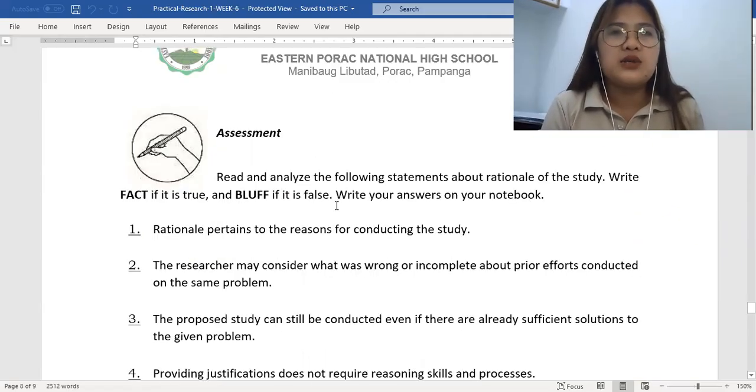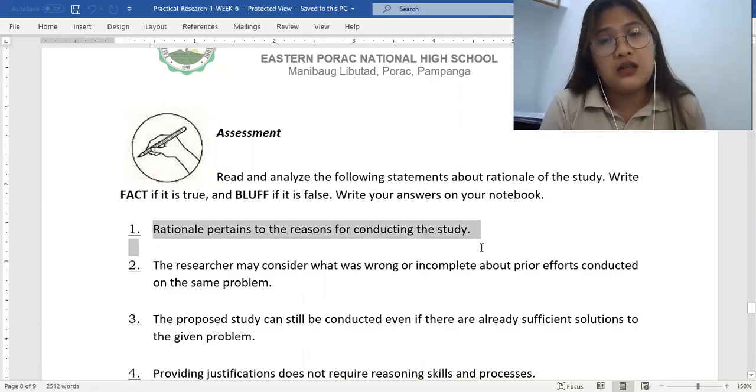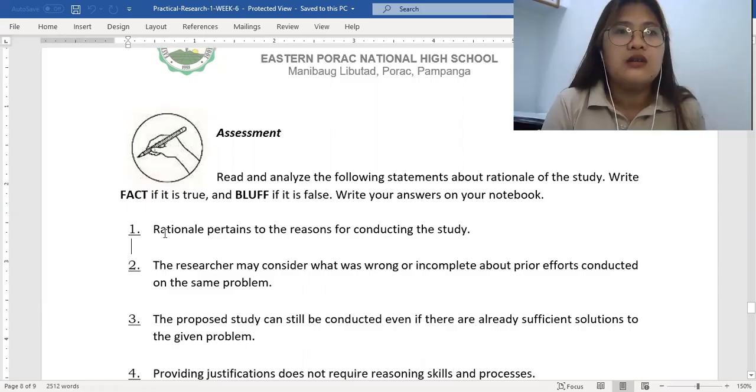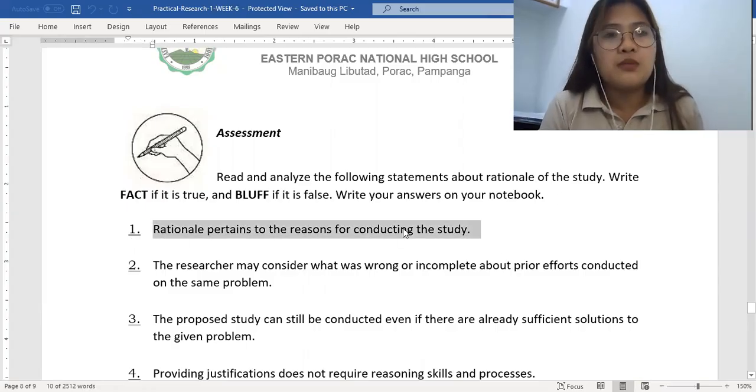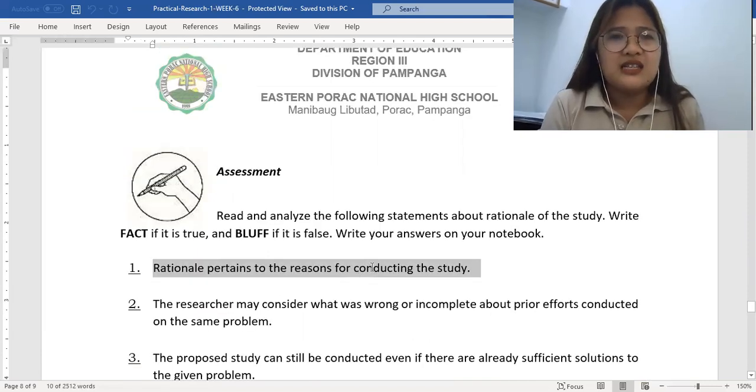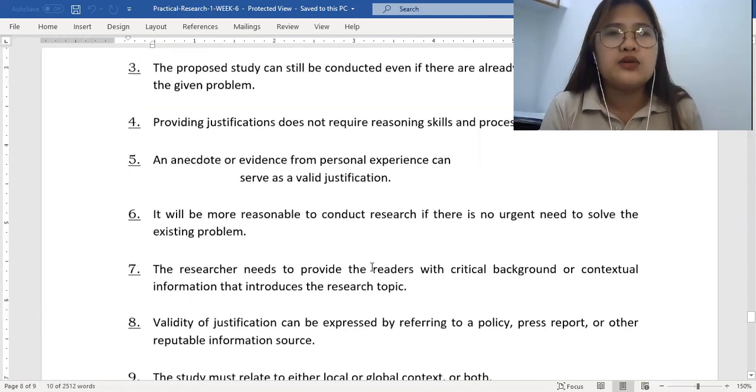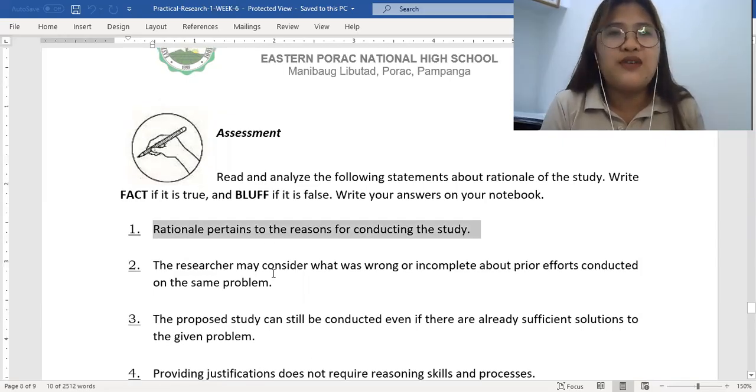And then assessment, fact or bluff. Okay, rationale pertains to the reason for conducting the study. O sige, dahil nanood ka ng video na to, and tinapos umabot ka hanggang dito, ang sagot dito is definitely, what do you think? Fact. Okay, sige, magbibigay ako ng dalawang bonus answers. Number one is a fact.